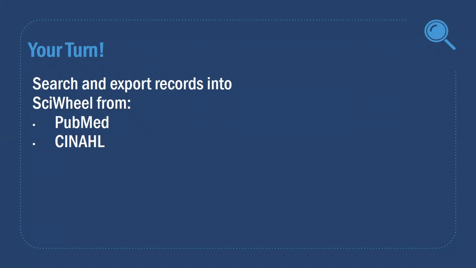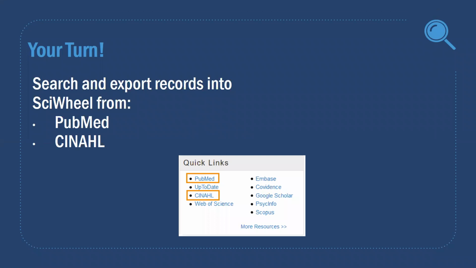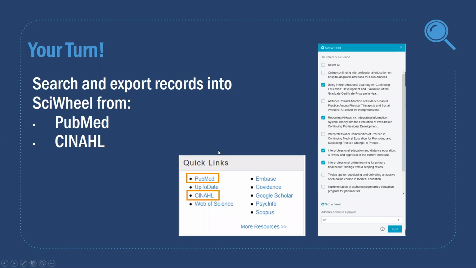All right, so now it's your turn to give that a try. Go ahead and search and export records into SciWheel from PubMed and CINAHL. Remember that you can get to PubMed and CINAHL from the library's quick links, and then use your browser extension tool to select the references you want and to add them to the project that you created.